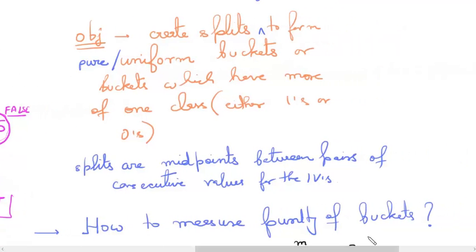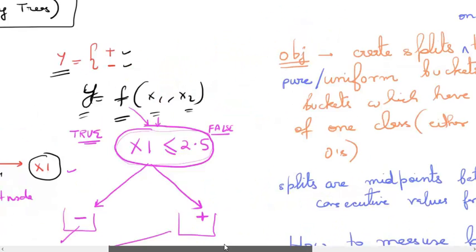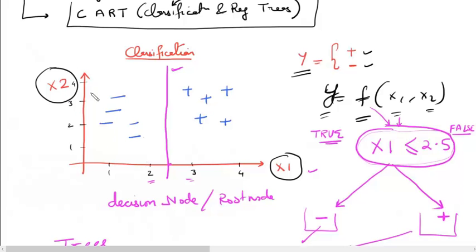Let us define the theory behind the decision tree, and then we will look at the maths that happens at the back end. So the objective of a decision tree, let us see what it is. The objective is to create splits on independent variables. Remember, we were splitting the independent variable, not the dependent variable, okay? So the splits were being made in the independent variable space. So in the previous example, we split on x1 and x2, not on y.